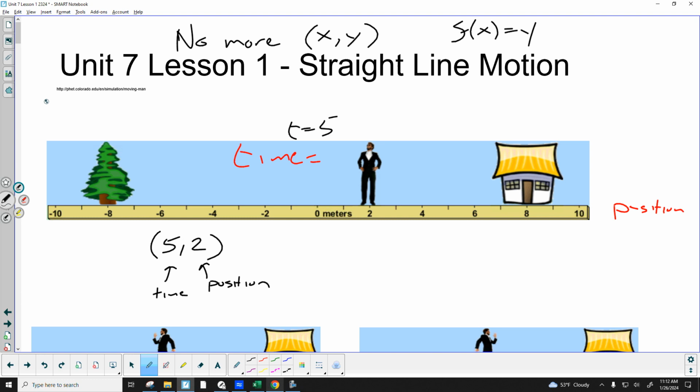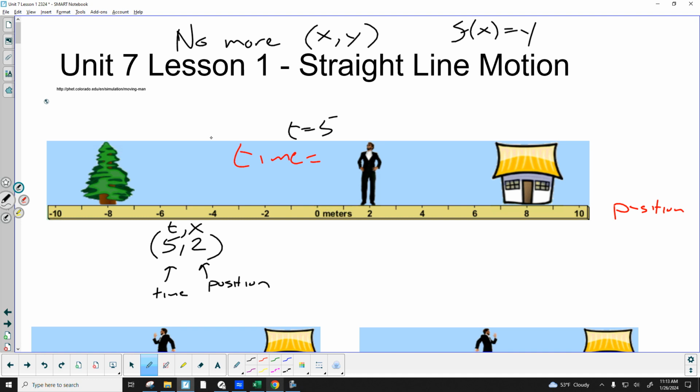Now, time is t. Position is a position on the x-axis. That messes up a lot of students. Just don't even bring in x and y. Don't even mention x, y. It's just time and position.